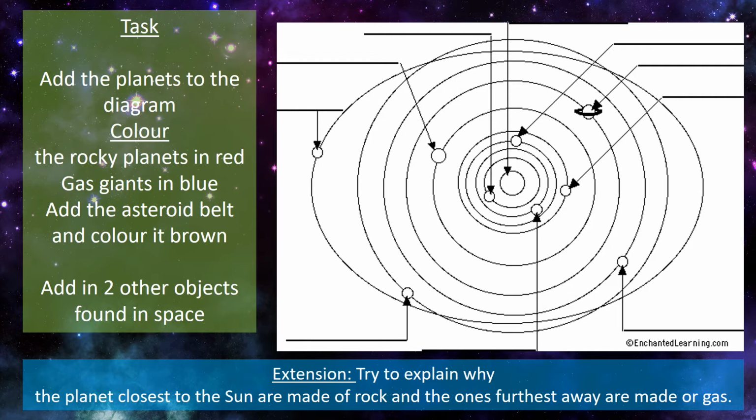Try and explain why the closest planets to the sun are made of rock and the ones furthest away are made of gas. See if you can consider that. I'll give you a clue. It's to do with physics.